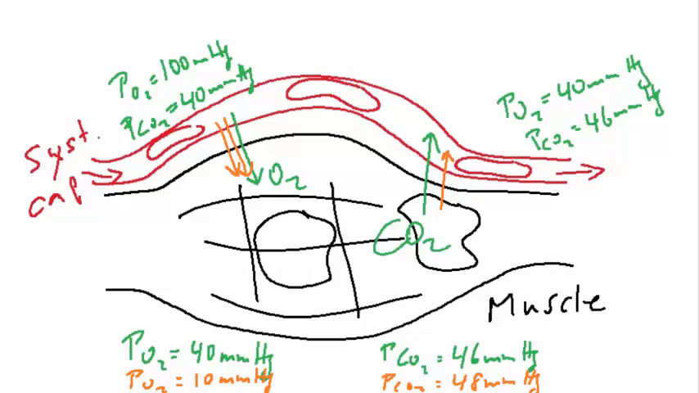So the PO2 here coming out of the systemic capillary, instead of 40, we have 10 here, and instead of 46, we have about 48. So slight changes, especially with oxygen. The change in the partial pressure of oxygen is much greater than the change in carbon dioxide. But the whole point is to get more oxygen down to the muscle where it's actually needed, and carbon dioxide out of the muscle to be breathed out again.